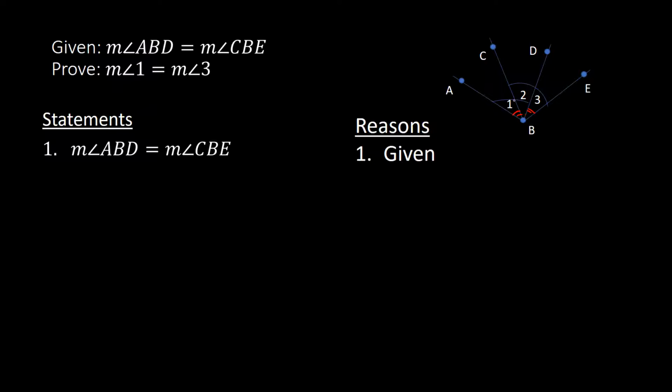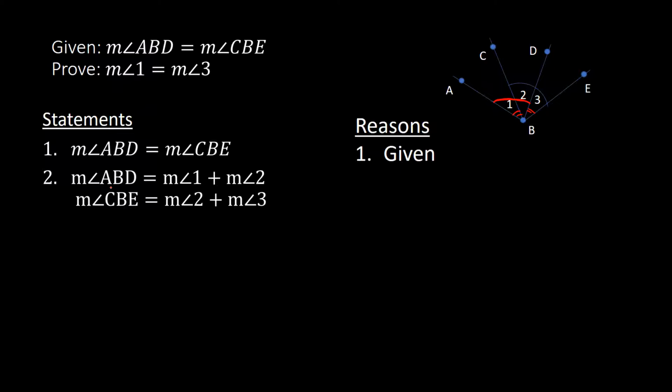So what I can do is break apart the bigger angle into a sum of the two smaller angles. This measure of angle ABD, if you look at that angle right here, notice if you add angle 1 and angle 2 together, we're going to get this bigger angle. So I can just say that the measure of angle 1 plus measure of angle 2 would equal the bigger angle, measure of angle ABD. And then same thing for CBE.